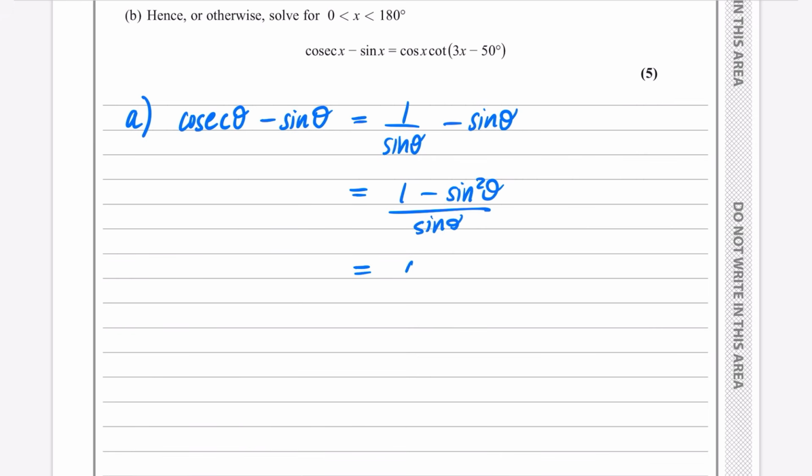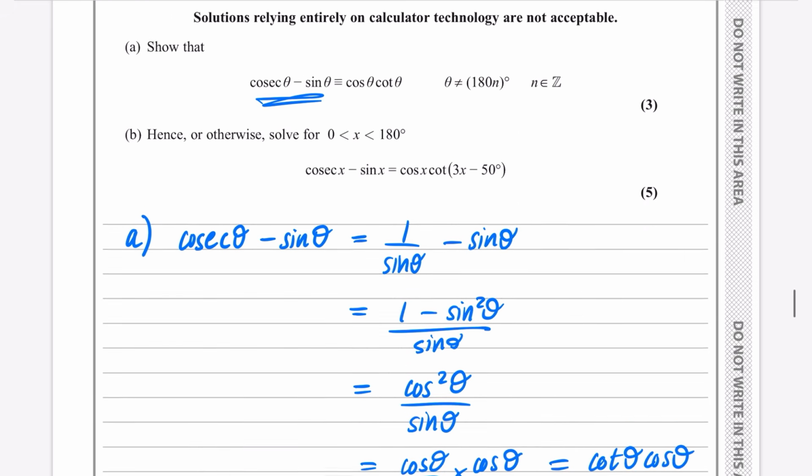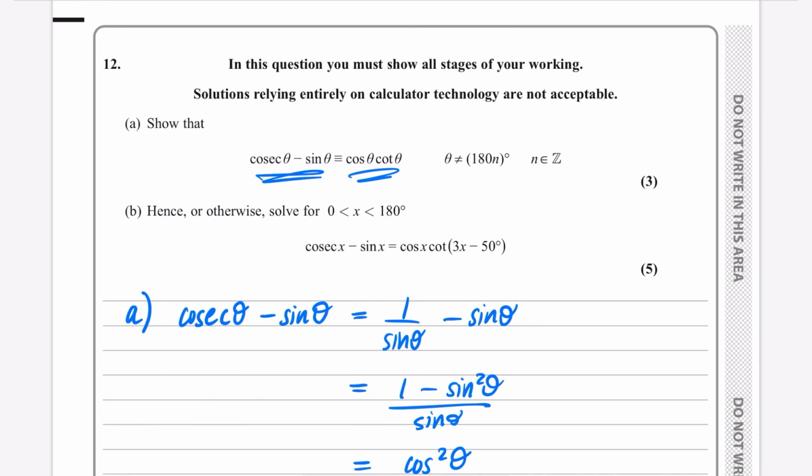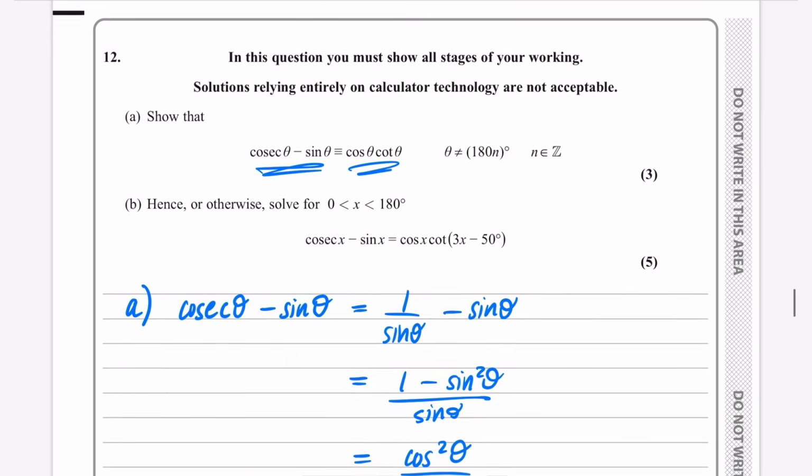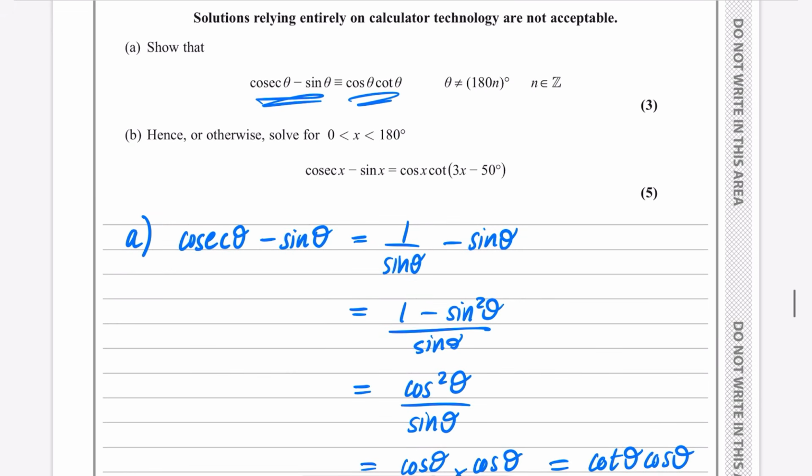Now, when you see 1 minus sine squared, you should immediately think of cos squared. So I have cos squared over sine theta. Now this is cos theta over sine theta multiplied by cos theta. And cos theta over sine theta is cot theta. So we have cot theta, cos theta, which is exactly what they wanted us to show here. So then it says, hence or otherwise solve between 0 and 180 this equation.